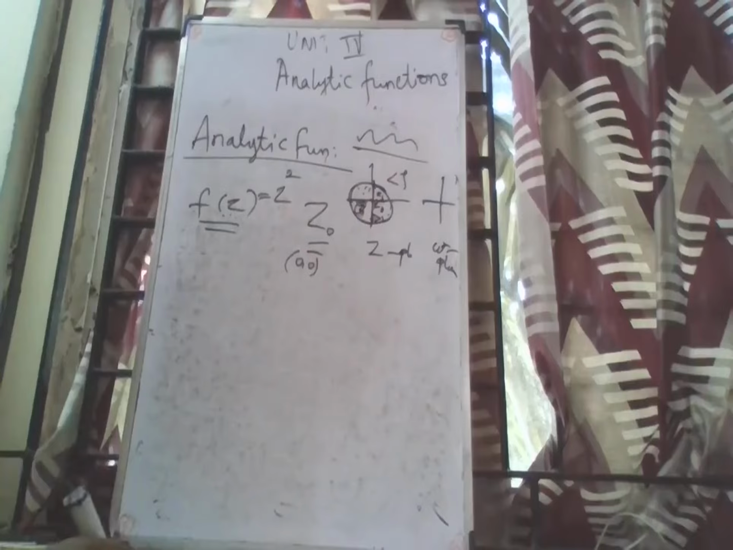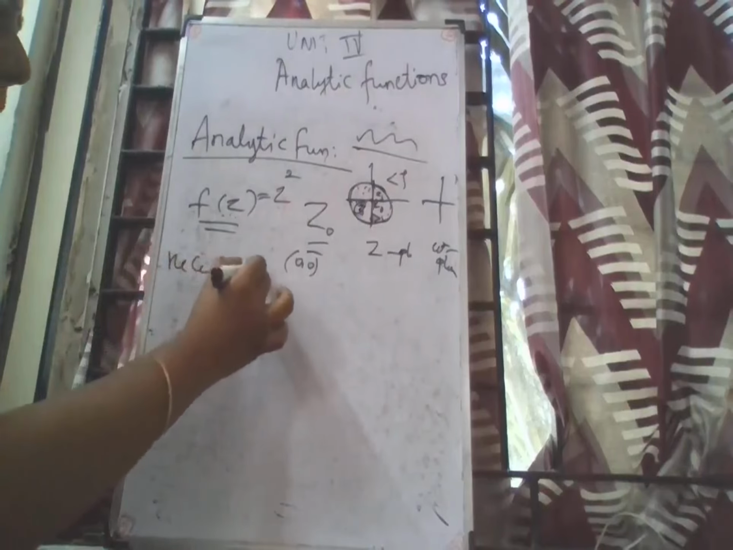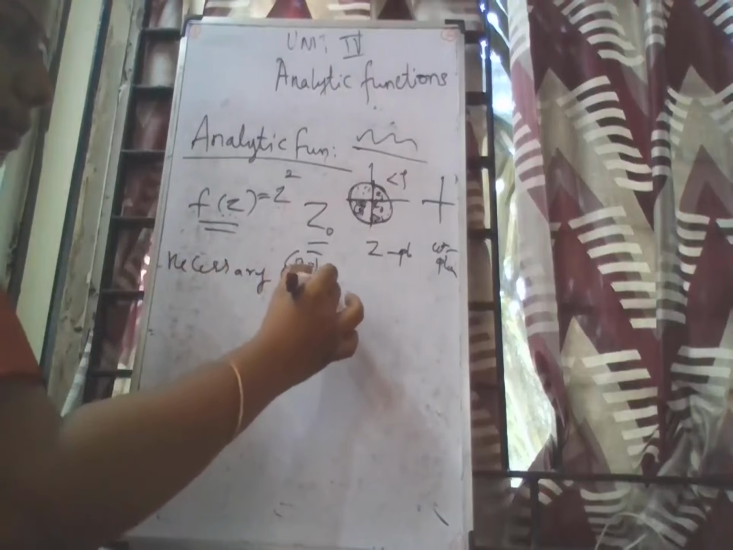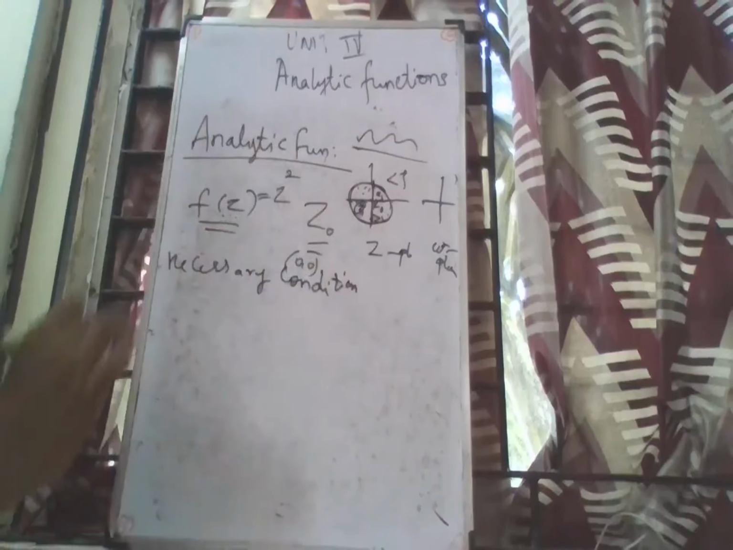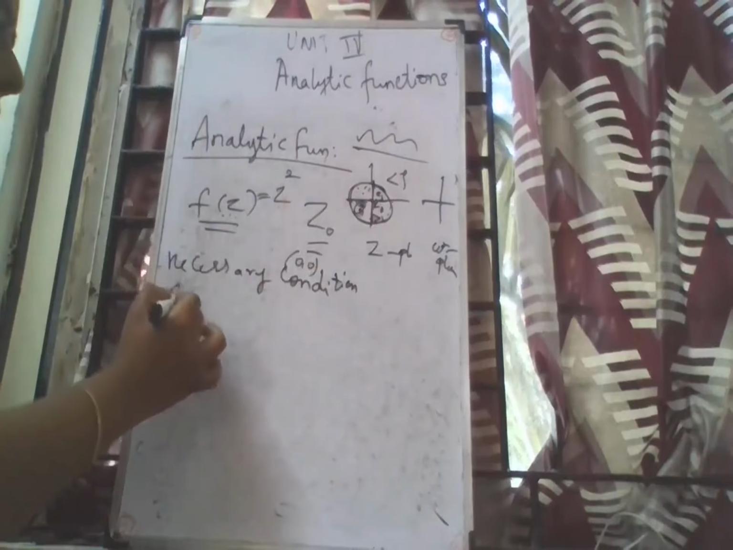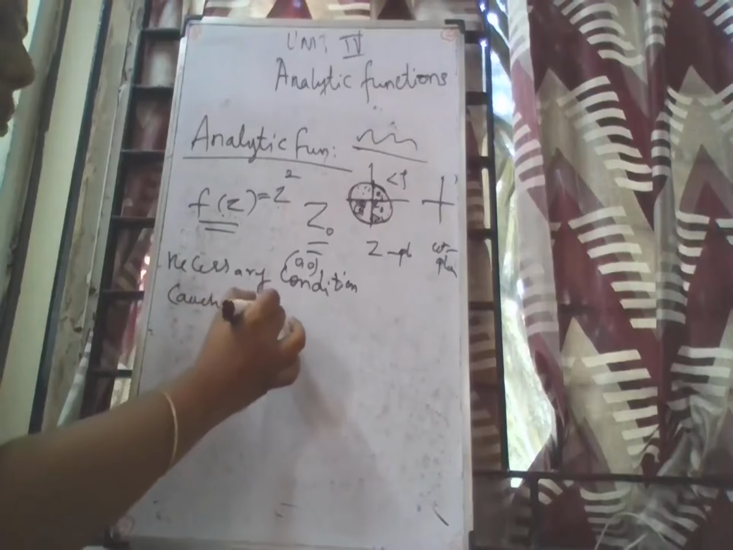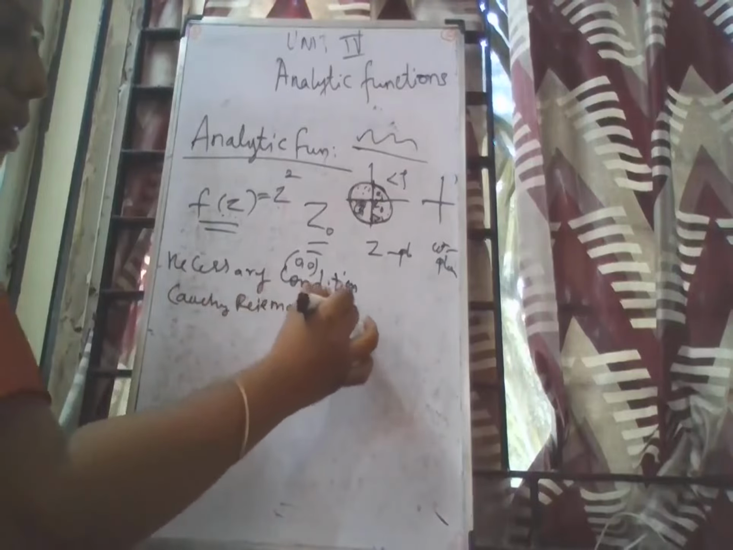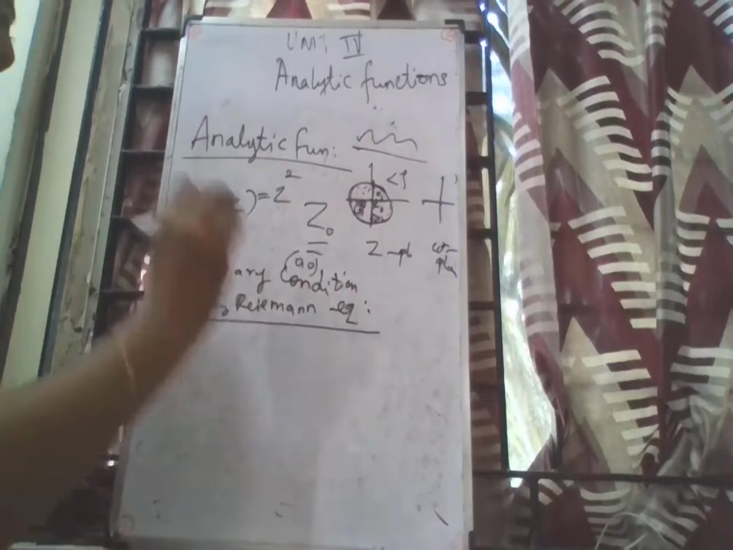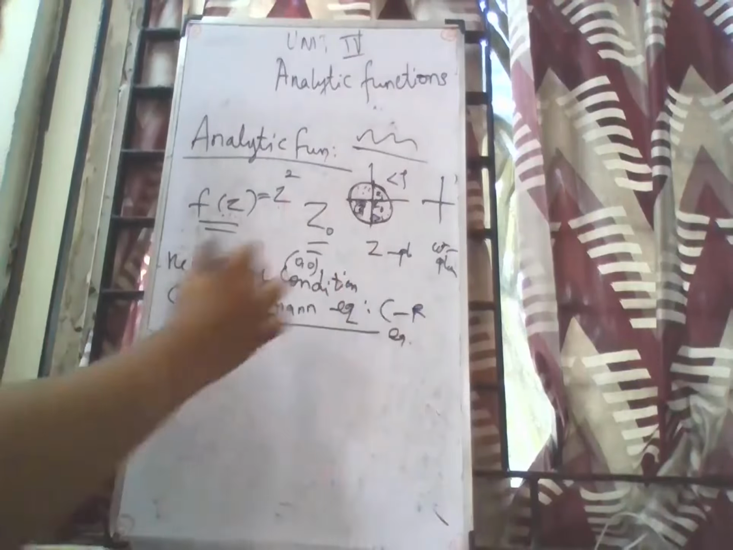Cauchy-Riemann equation. So very, very simple. I'll write the necessary condition here. The necessary condition for the function f of z to be analytic: what is it? It should satisfy the Cauchy-Riemann equation. The other name I'll give for this, we used to call this a CR equation.